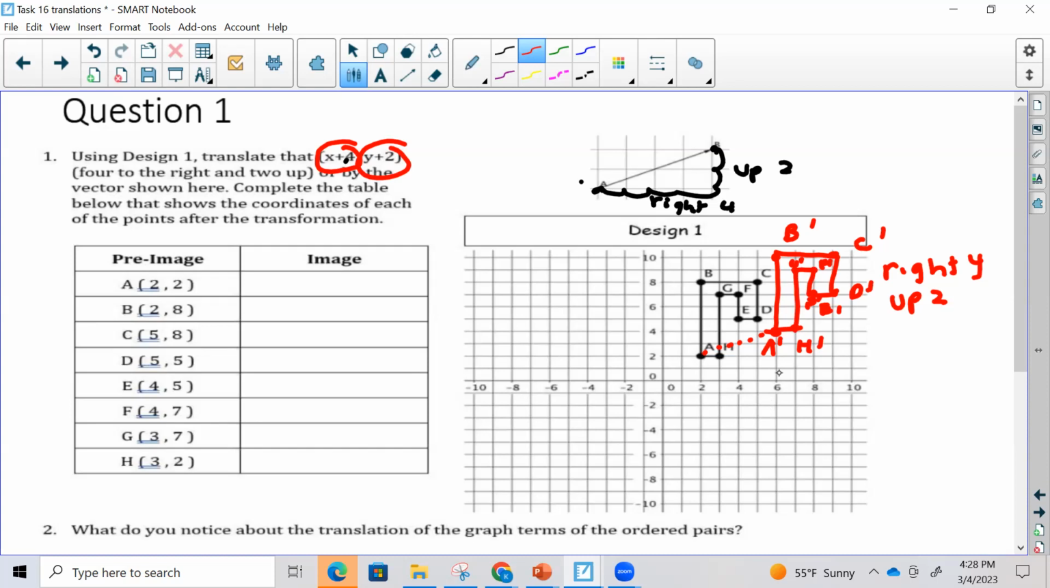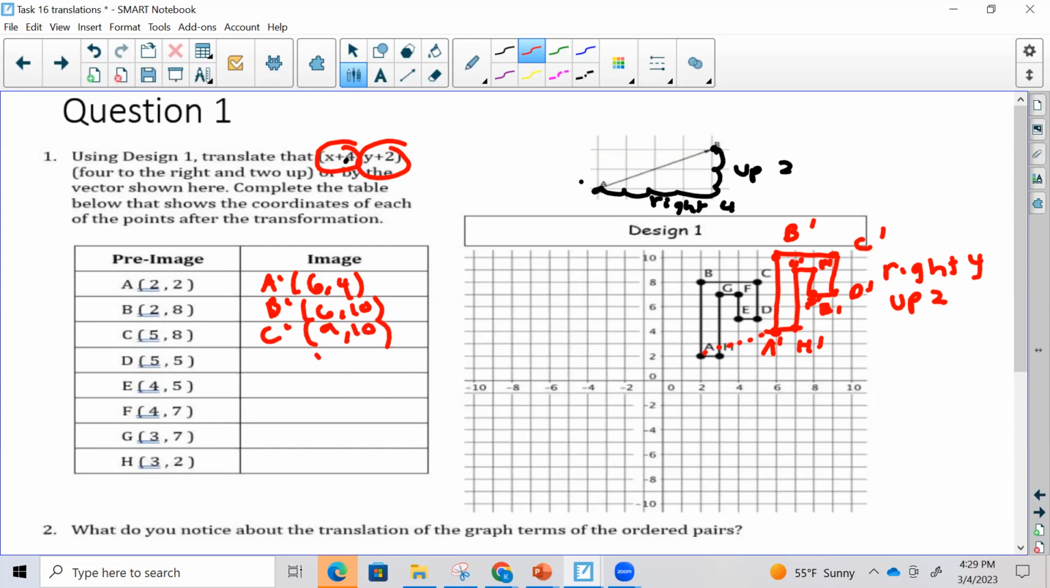So I have A prime, sorry, is 6, 4. I have B prime, which is at, it looks like 8, 7. Sorry, I'm looking at H, not B. B is at 6, 10. C prime is at, let's see, no, C prime is at 9, 10.